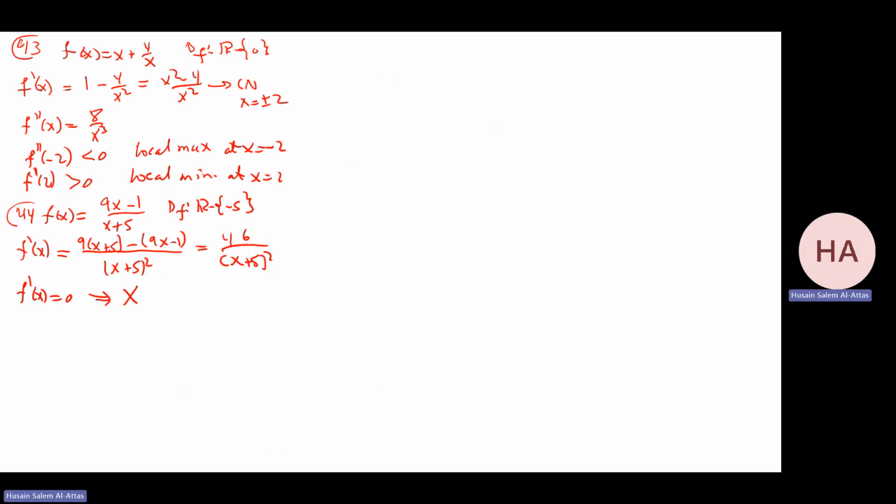And also, f prime does not exist at x equal minus 5, which is not a critical number. So this is going to be nothing. So no critical numbers, so no relative extreme. As we say, if there is a relative extrema, then for sure there should be a critical number.